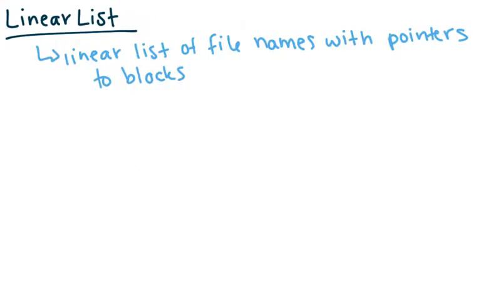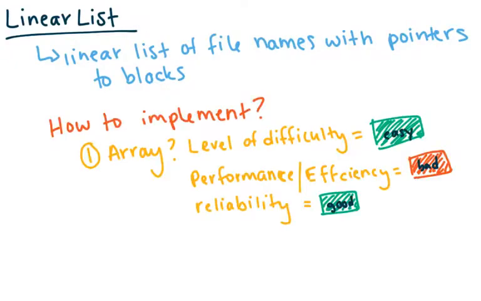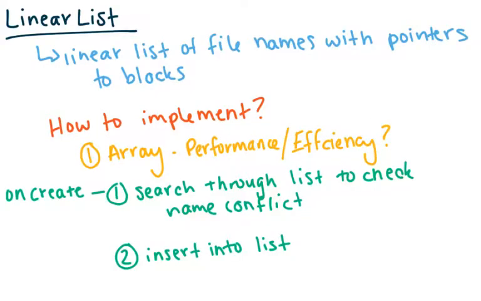So the first way that you can implement a directory is with a linear list. This is just a linear list of all file names with pointers to the block or blocks that they occupy in storage. For linear lists, we'll talk about two different ways to implement it, although there are other ways. The first one we'll talk about is an array. Level of difficulty, easy. Arrays are easy. Performance efficiency, kind of bad. In some instances bad, some instances good. And then reliability, good. So let's break this down.